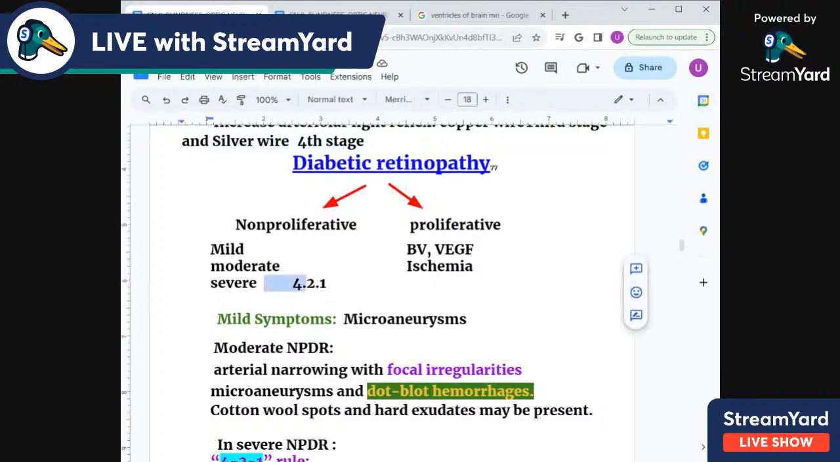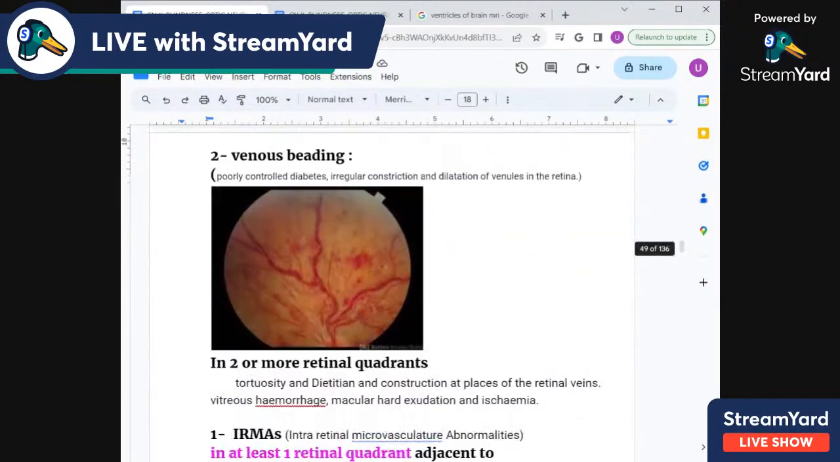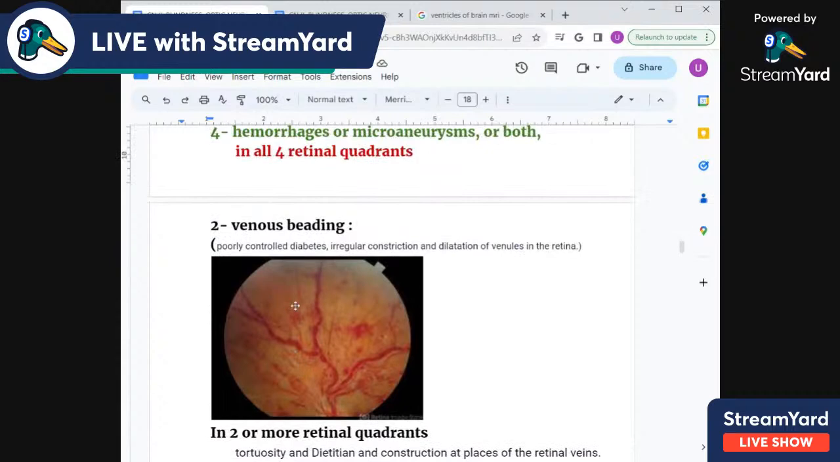That follows severe follows the rule of 4-2-1, and a proliferative one is ischemia. We see proliferation due to VEGF. And then let's see, the stage 2, 4 of the 4-2-1 is venous beading. And what's venous beading? Venous beading is the irregular constrictions and dilatations of the venules in the retina.